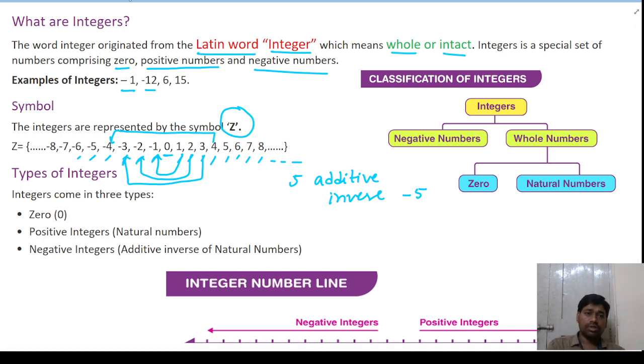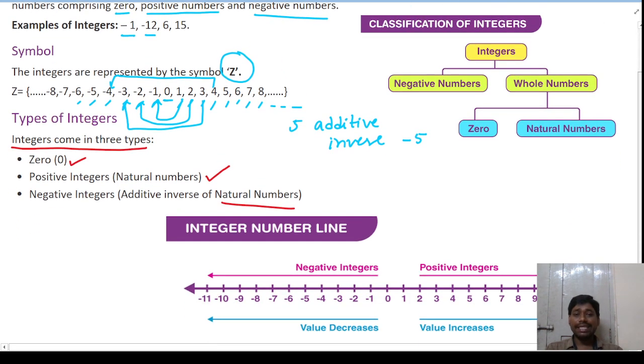In the integers, we have different types. One is the zero integer. Positive integers are nothing but natural numbers, and the negative integers are the additive inverses of natural numbers. If you see the integer number line, the middle of the number line is 0. Right side values are positive, left side values are negative integers.